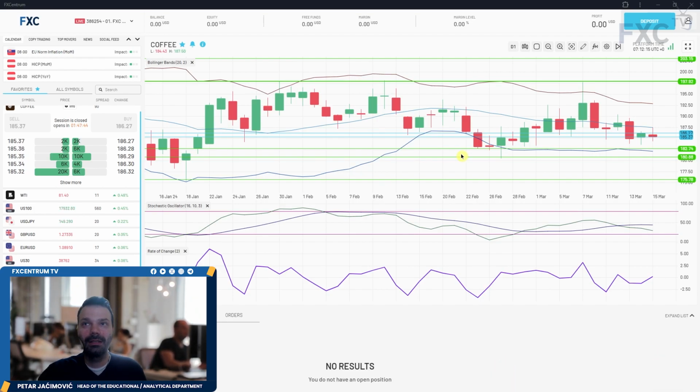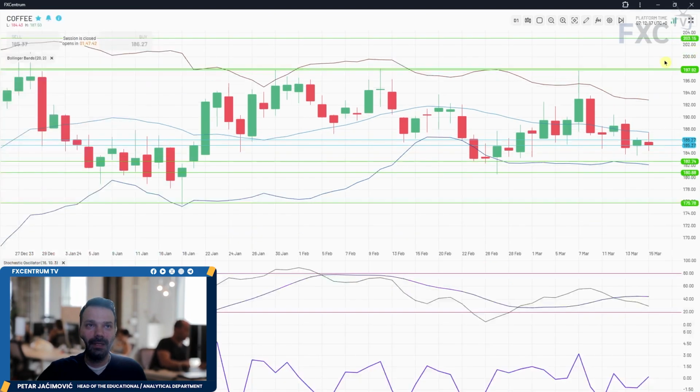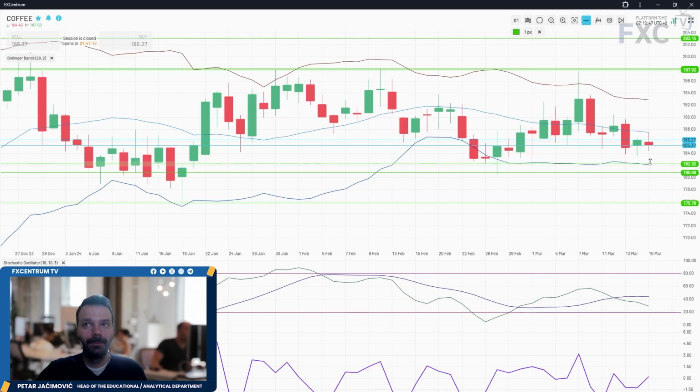I will begin with the coffee market, and I will use the FXCentrum platform for analysis. So on the coffee market here, we have a daily time frame and we have a Bollinger Band. Nothing really changed since last week. Coffee is still trading inside of the trading range between the support around 180.90 mark and resistance around 197.92. We have the upper Bollinger Band around 192 and lower Bollinger Band around 182, middle Bollinger Band around 188.